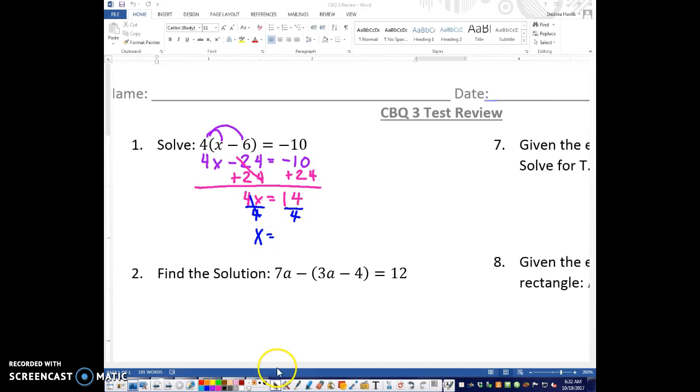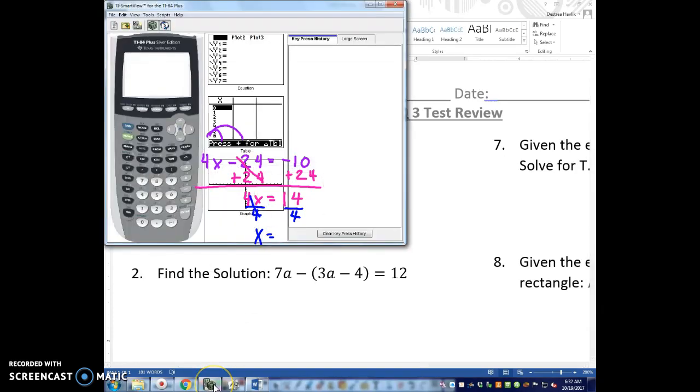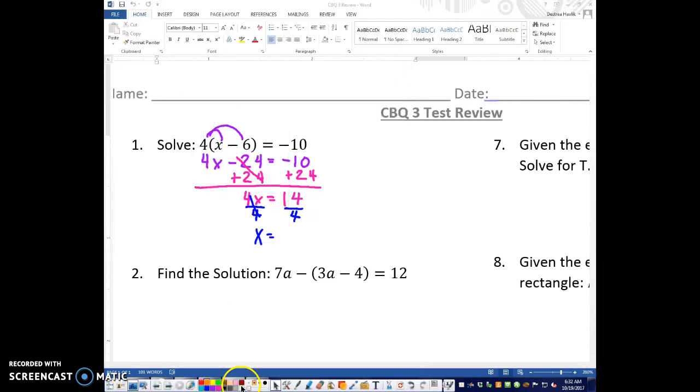Let's go ahead and type that in our calculator and see what that gets us. 14 divided by 4, enter. Well, y'all know I don't like decimals, so we hit math, enter, enter. 7 over 2. So the answer is 7 over 2. Now also know that you can do this.